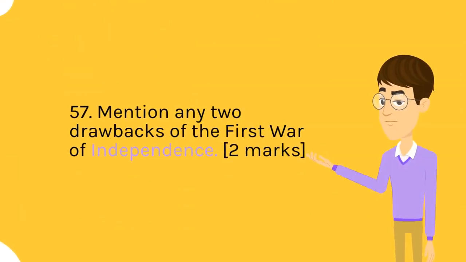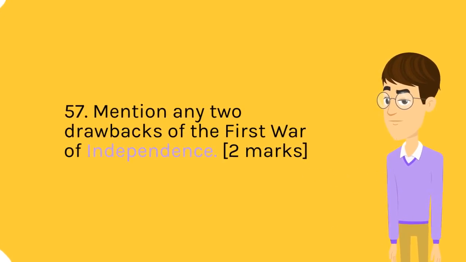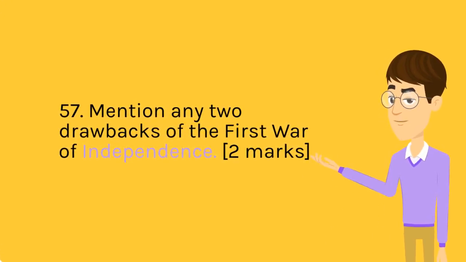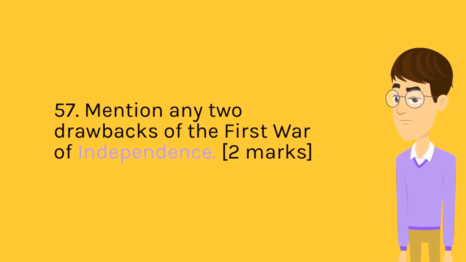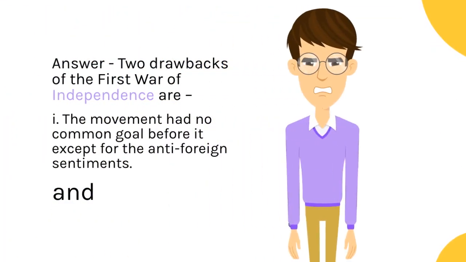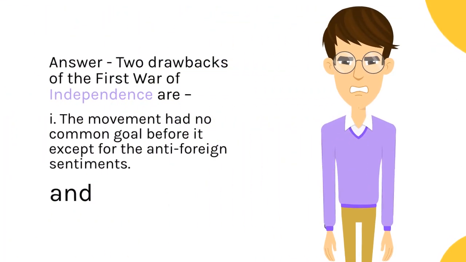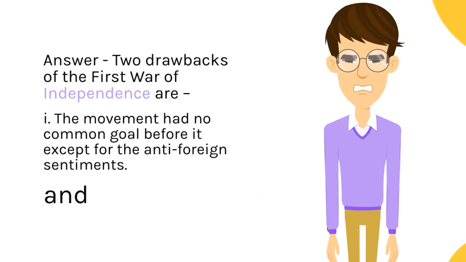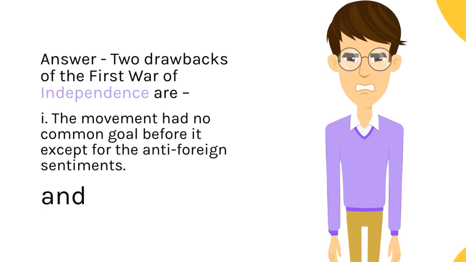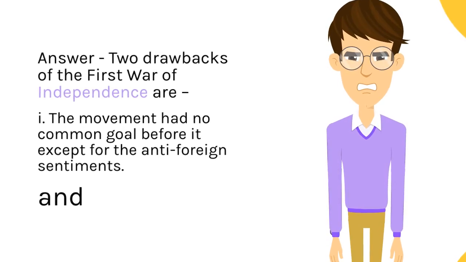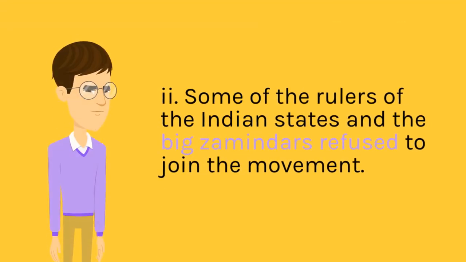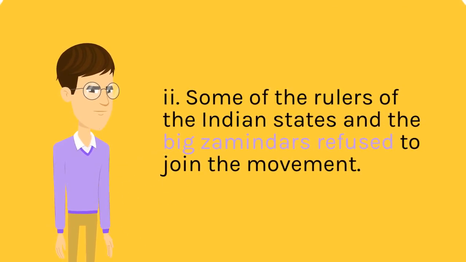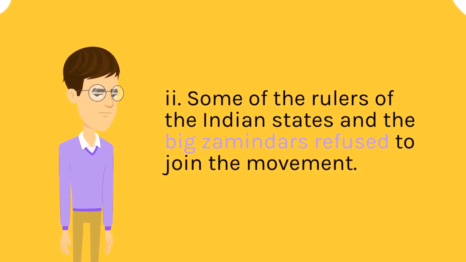57. Mention any 2 drawbacks of the First War of Independence. 2 marks. Answer: 2 drawbacks of the First War of Independence are: 1. The movement had no common goal before it except for the anti-foreign sentiments. And 2. Some of the rulers of the Indian states and the big zamindars refused to join the movement.